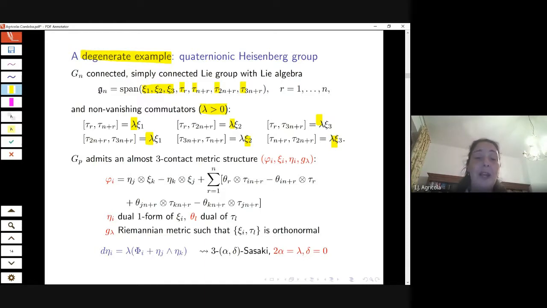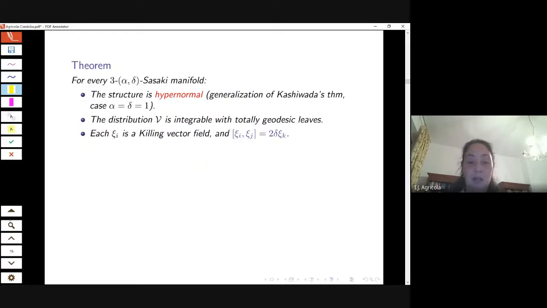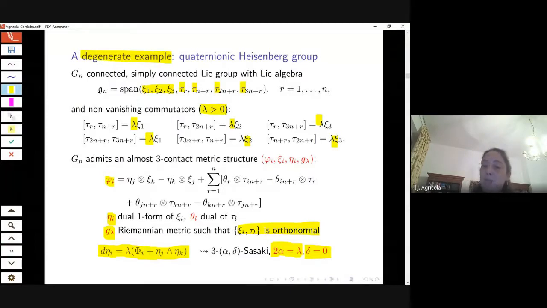You define in a very natural way almost contact structures. And in particular, g_lambda is the Riemannian metric such that the vectors you started with are orthonormal. And then you compute what the differentials d eta i are. And you get d eta i is lambda times phi i plus this contribution eta j wedge eta k. So if you identify parameters, you see that lambda just is, up to a constant, this parameter alpha, and delta is equal to 0. Oops, no, I jumped somewhere here, right? Okay, so we have degenerate examples, and in fact, the quaternionic Heisenberg group, it's not written on the slide, but the quaternionic Heisenberg group with these structures is a naturally reductive space. So in fact, this structure comes really from an underlying structure which will be of interest later on.